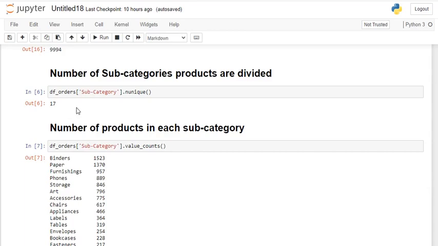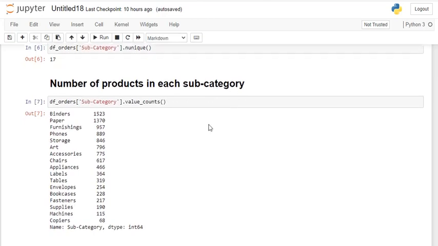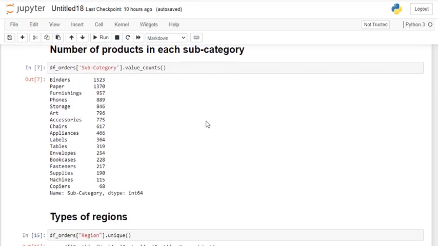Under subcategories there will be different products, and the products are divided into 17 major subsets. Number of products in each subcategory: in each subcategory, how many products are there? That will be visualized by the function subcategory value_counts. Here the binders, paper, furnishings, phones.